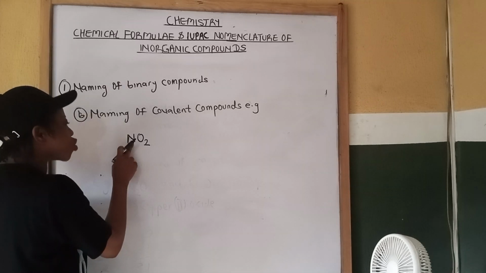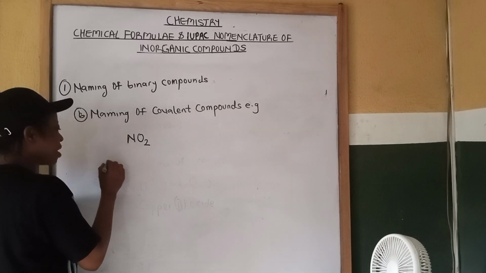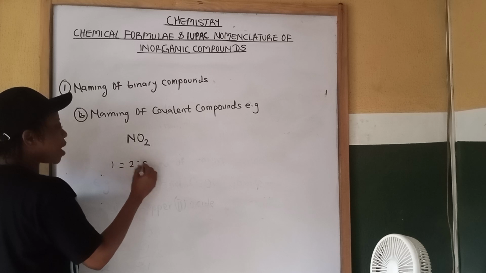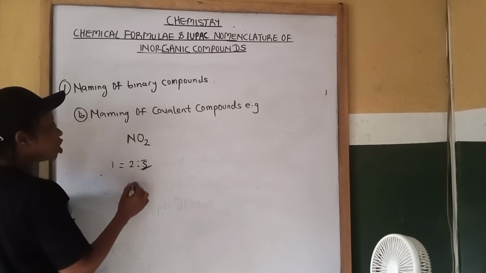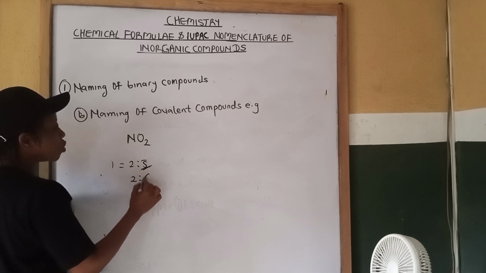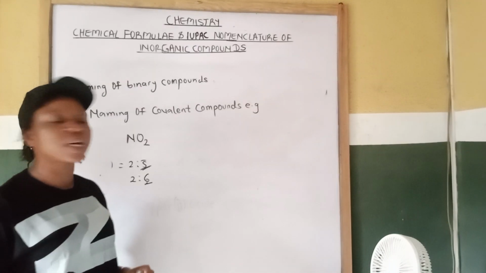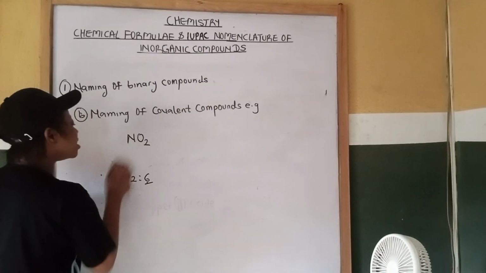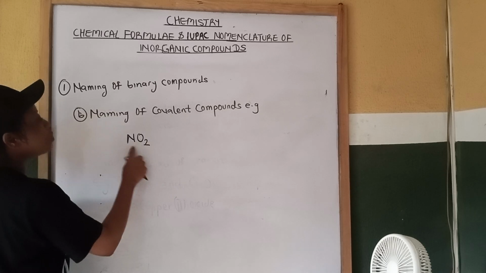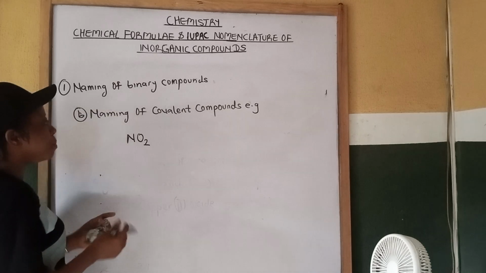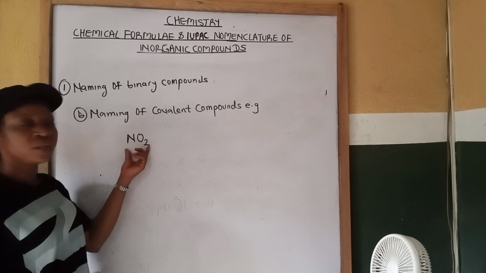So nitrogen is number 7. So it is 2:5. So it is in group 5. Oxygen is number 8. That's 2:6. It is in group 6. So group 5, 6 and 7 elements are what? Are non-metals. This is the combination of two non-metallic atoms.